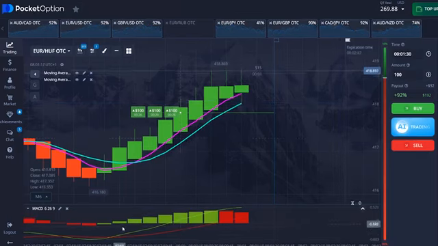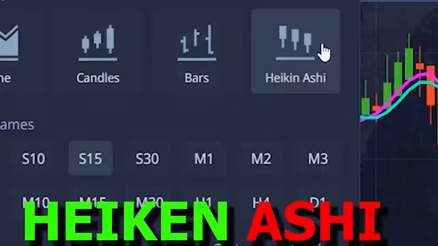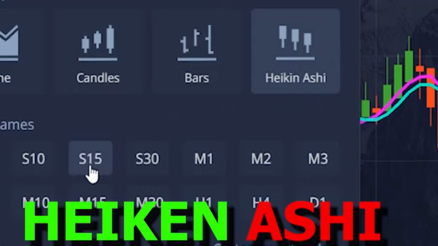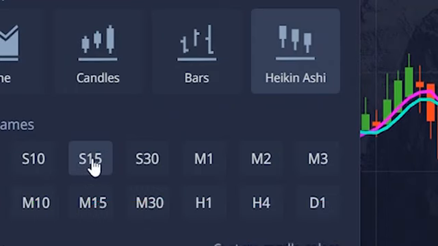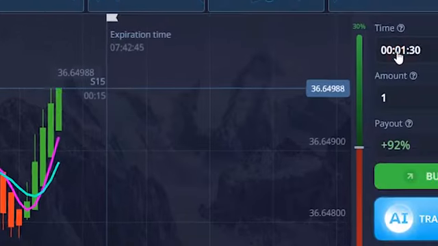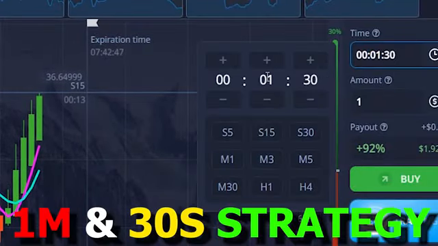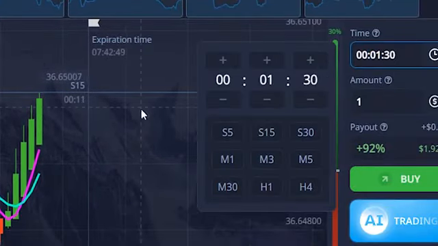Also for this strategy, I'm making use of the Heikin Ashi candlestick, and I'm going to be using the 15 seconds candle time frame. Not only that, guys, I'm trading this strategy on 1 minute 30 seconds. I hope you're getting it right.